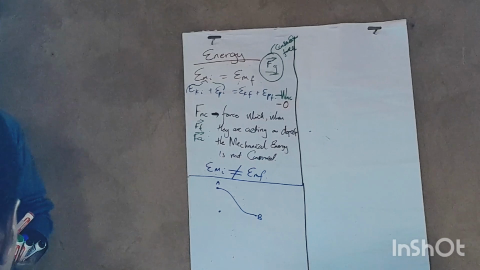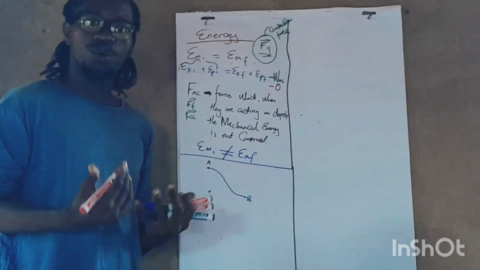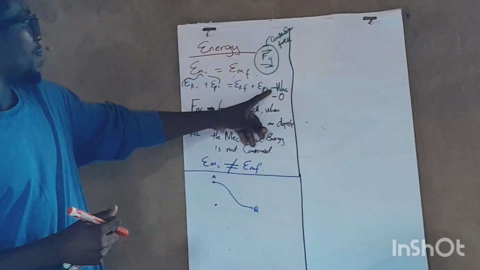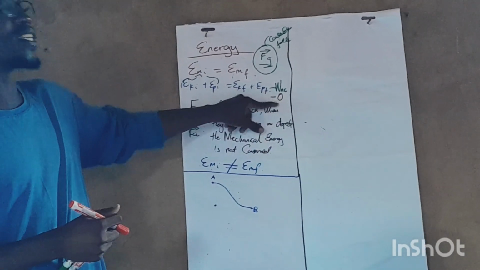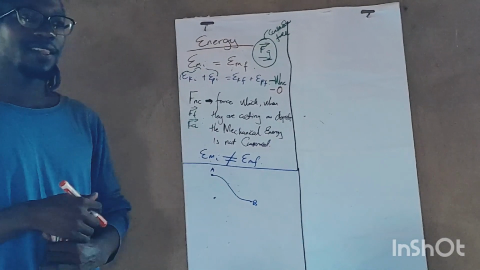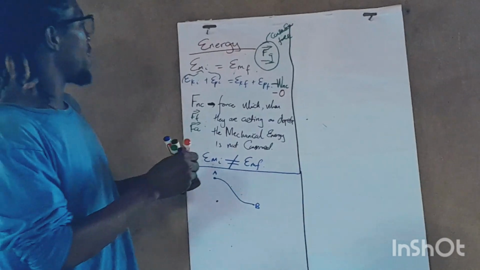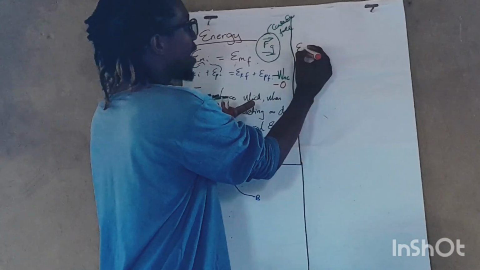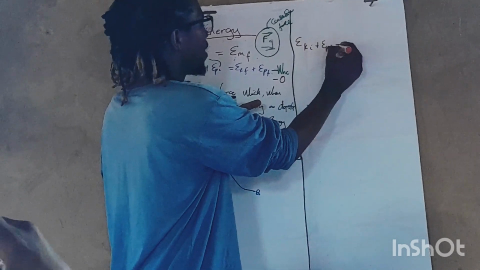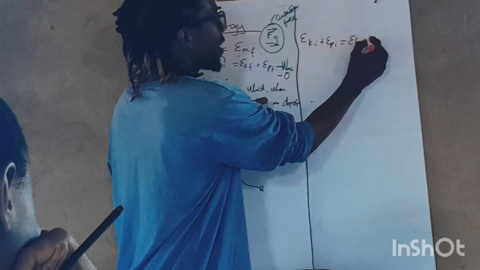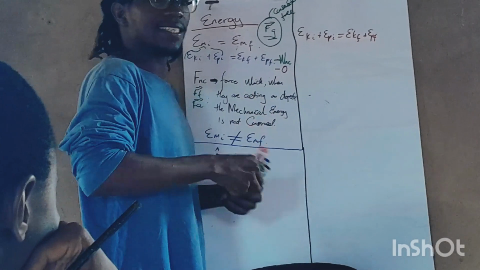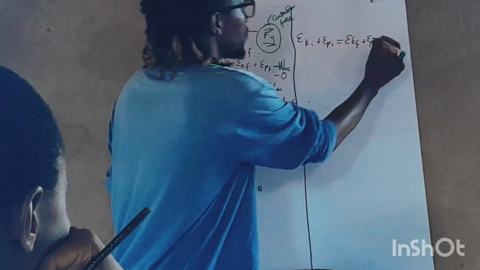Is it making sense? So now let's try to include the work done by a non-conservative force. Here we said minus work done by non-conservative force, which was 0 because there was only gravitational force acting on the object, right? So now let's have this. We said EK initial plus EP initial is equal to EK final plus EP final, and we said what? Minus the work done by non-conservative force.